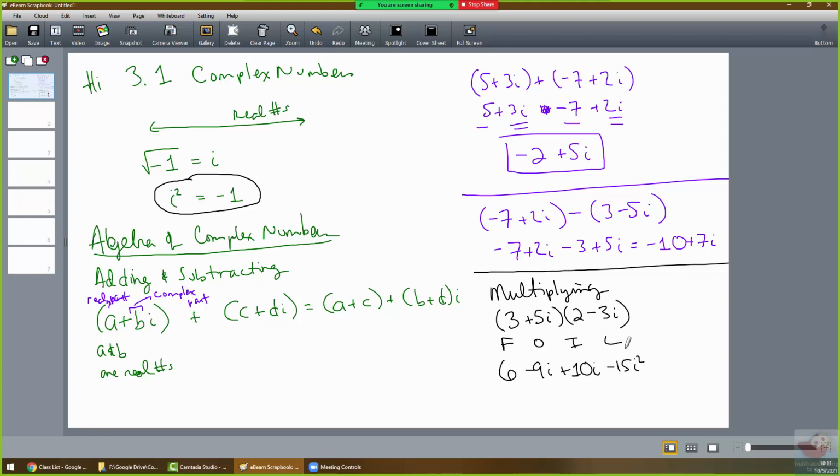All right. Questions so far? Okay. i squared is negative 1. So negative 15 times negative 1 becomes positive 15. And that positive 15 is now a like term to the 6. So those combine to make 21. And negative 9i plus 10i is i, also pronounced i, your choice. So the product here would be 21 plus i.